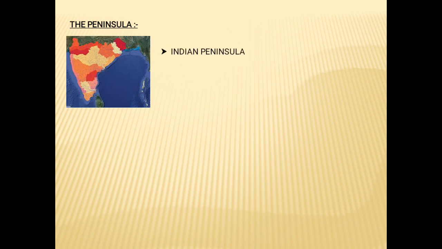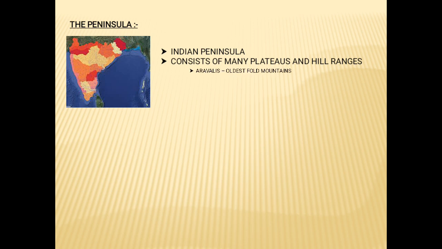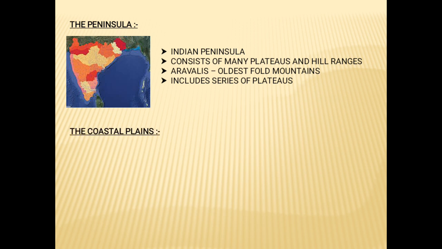Next, we study about the Peninsula. The area lying to the south of North Indian Plains and tapering towards the Indian Ocean is called Indian Peninsula. It consists of many plateaus and hill ranges. The Aravallis in the north are the old fold mountains here. It includes a series of plateaus bordering the plains. Vindhyas and Satpura ranges in the central part and the hilly regions of Western and Eastern Ghats.